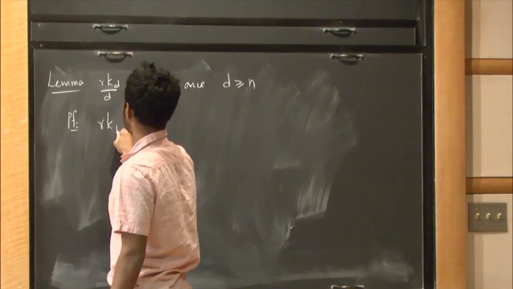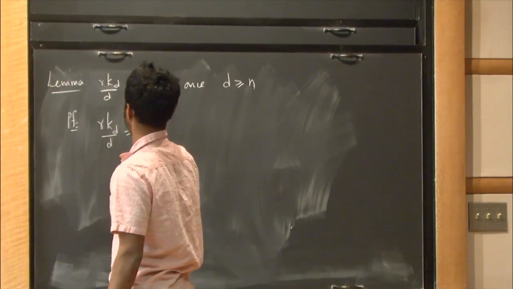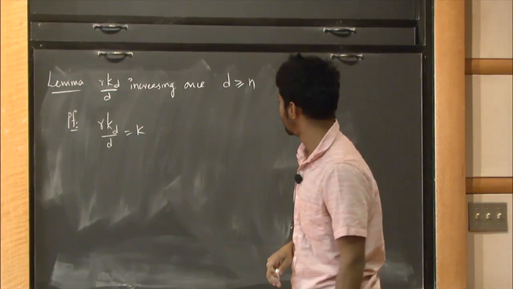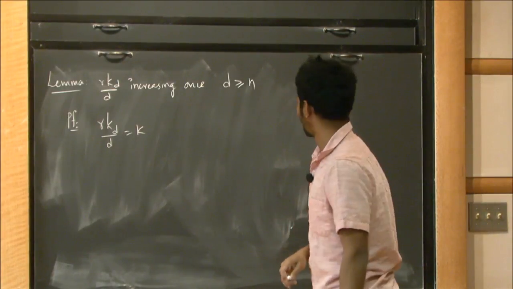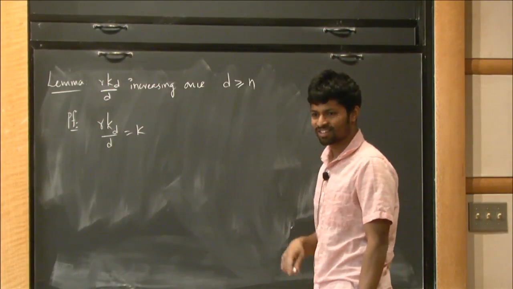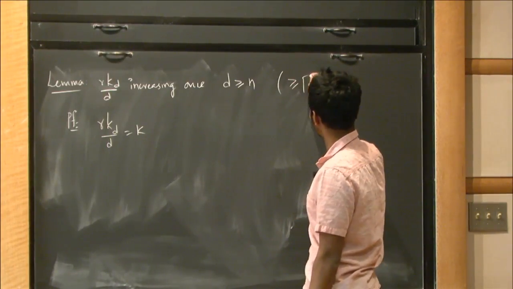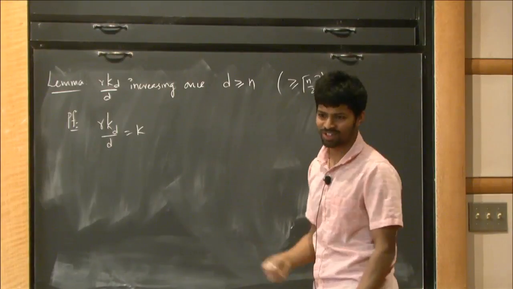So let's say the rank of d over d is k. You want to say it's your fault. Sorry? You want to say that this lemma is yours. No, this lemma is actually an IQS. Yeah, what I can do is I can do this, but whatever.